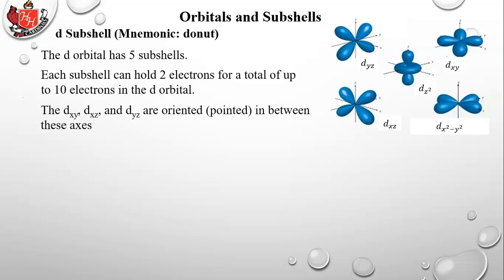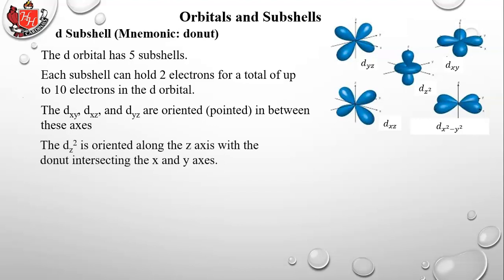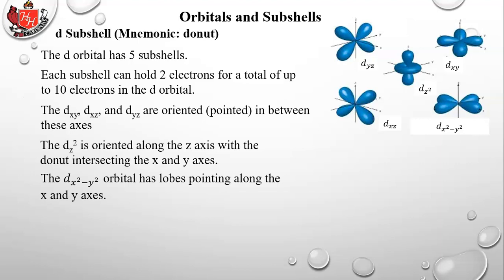So the DXY, XZ, and YZ are oriented, pointed in between these axes. The DZ squared is oriented along the Z axis with the donut intersecting the X and Y axes. And the DX squared minus Y squared orbital has lobes pointing along the X and Y axes.